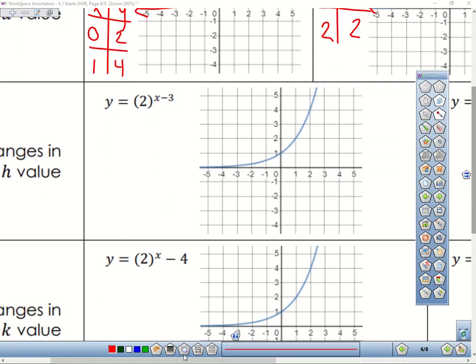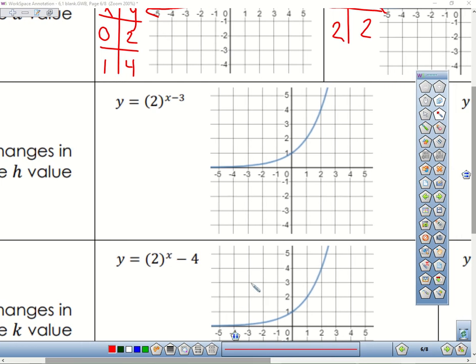All right. So this is the change in the h value. Now, anybody remind me, what does the h value represent? What kind of shift? Good, horizontal shift. A negative means it's going to the right, a positive means it's going to the left, because it's always opposite of its sign. So we have our original function, and we're shifting each point how many units?